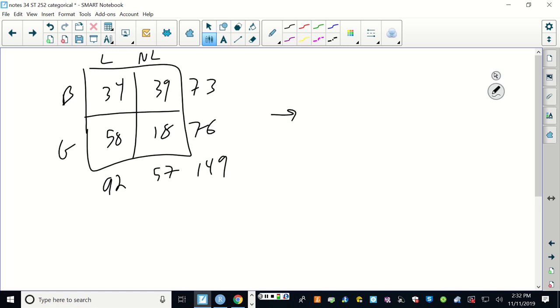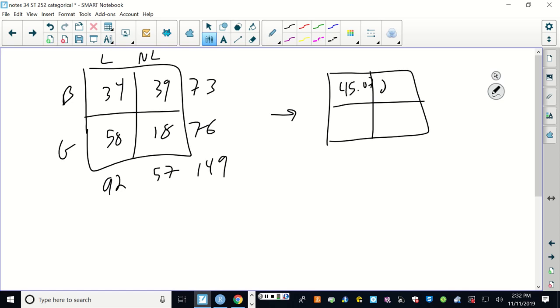This is going to have the same expected values as the other one, right? Because the margins are the same. So this is 45.07 again, 27.93, 46.93, 29.07, the same expected as that previous table, right? Because the margins are the same. And under independence, if the margins are the same, you get the expectation. But this one does not look like that one, right?